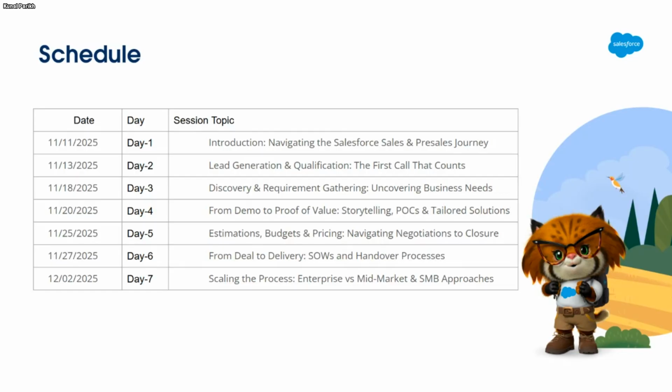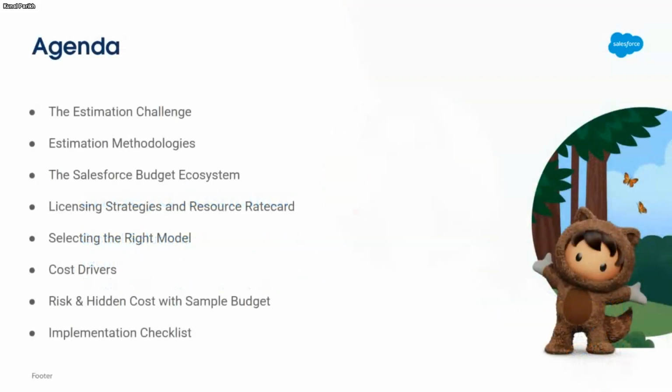So today we'll look at how you go about understanding what estimations are, what budgets are, how you go about pricing, and how a negotiation typically happens. Overall, today we cover the estimation challenge. What is estimation? How do you go about doing the estimation? What are the different methodologies for doing the estimation? How does the Salesforce ecosystem work with respect to budgeting and pricing?